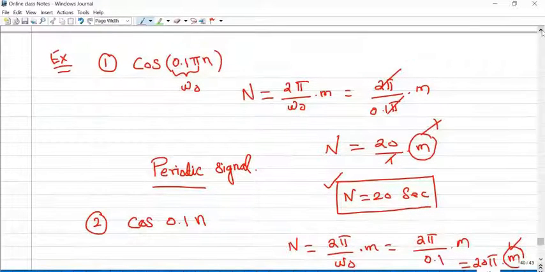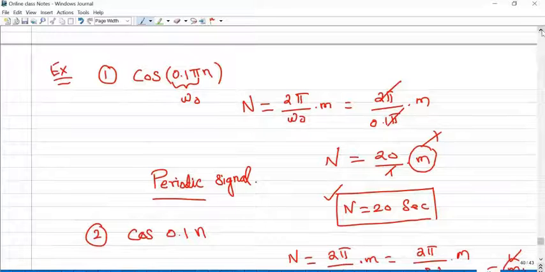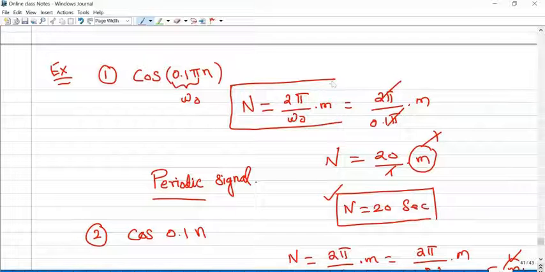So in the previous class, we started the condition for a discrete time signal to be periodic. The formula to find the time period of the signal is capital N equal to 2 pi by omega naught dot m, where m is the smallest positive integer such that the capital N becomes a rational number.